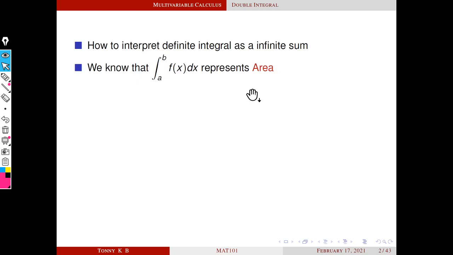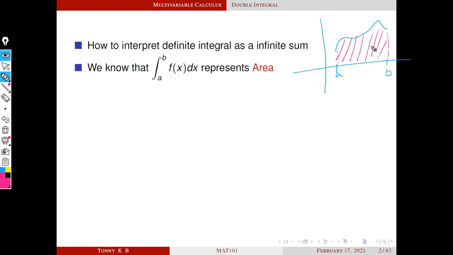We know that a definite integral from a to b of f of x dx represents the area between the function f of x and the x-axis from a to b. That is, this is our function f of x, and this is the area between the function and the x-axis from a to b. Next we are going to evaluate this area. The area is equivalent to this definite integral.